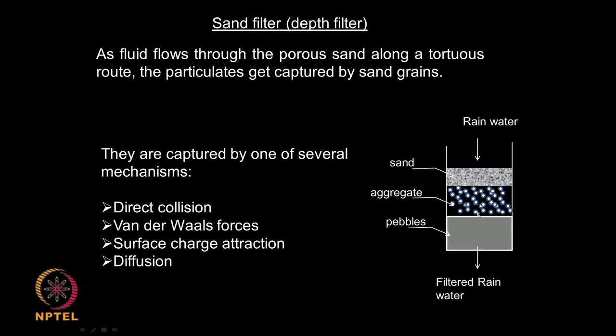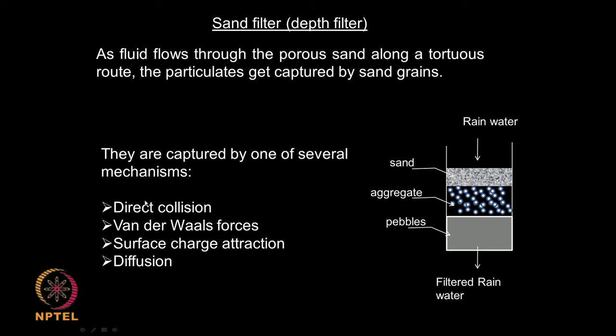So, you have a bed, you have pebbles which are of larger size, then you have aggregates which are of smaller size, then you have the sand which are of much smaller size. So, for example, rainwater can flow here and the impurities that are present get captured because they hit the solid material, and the liquid has to flow through a tortuous path. So, the solids are removed and we get the filtered water. Generally this is practiced in rainwater and you do not need any mechanical moving parts actually.